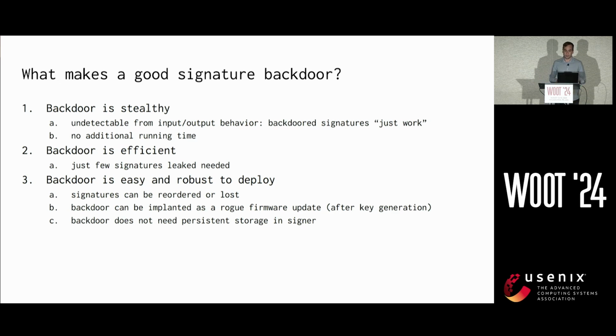So typically, you have some kind of Oracle level access to this signer, so you can see inputs and outputs. Inputs, in this case, are messages to be signed, and outputs are signatures. So just by looking at that, it shouldn't be feasible for anybody to tell those backdoor signatures apart from non-backdoor ones. You want this to be stealthy. You want to fly under the radar as much as you can.